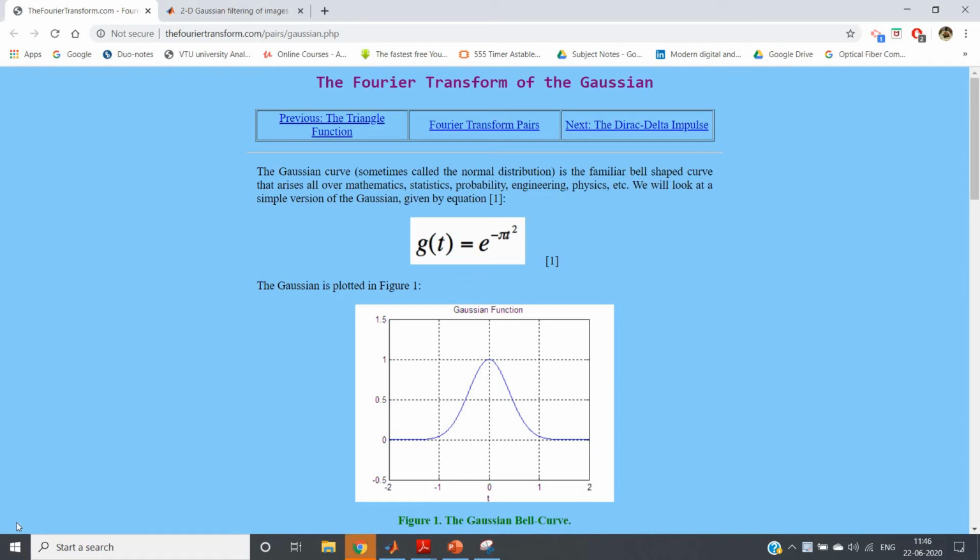Hello friends, welcome to our channel Knowledge Amplifier. In this particular video I am going to show you the Gaussian filter, which is one of the very important and widely used filters for blurring purposes in image processing.